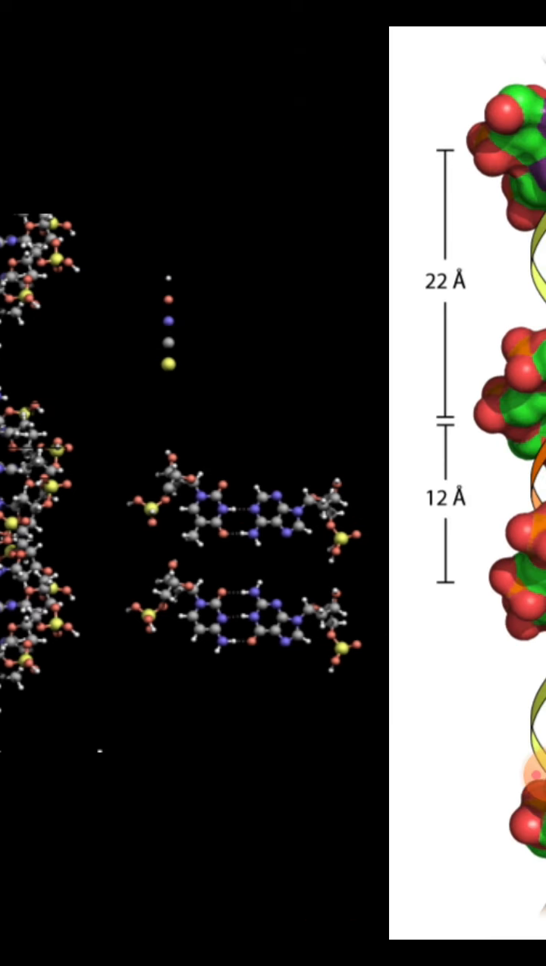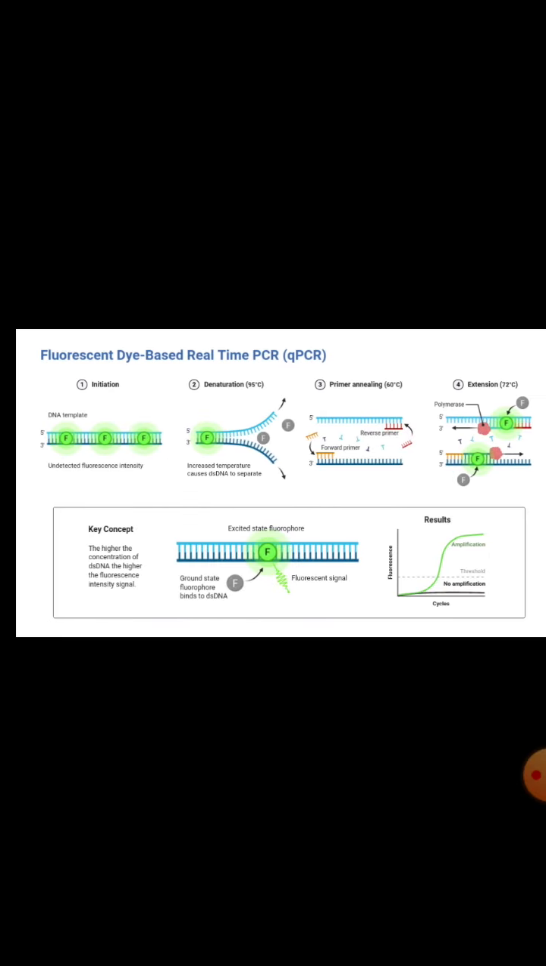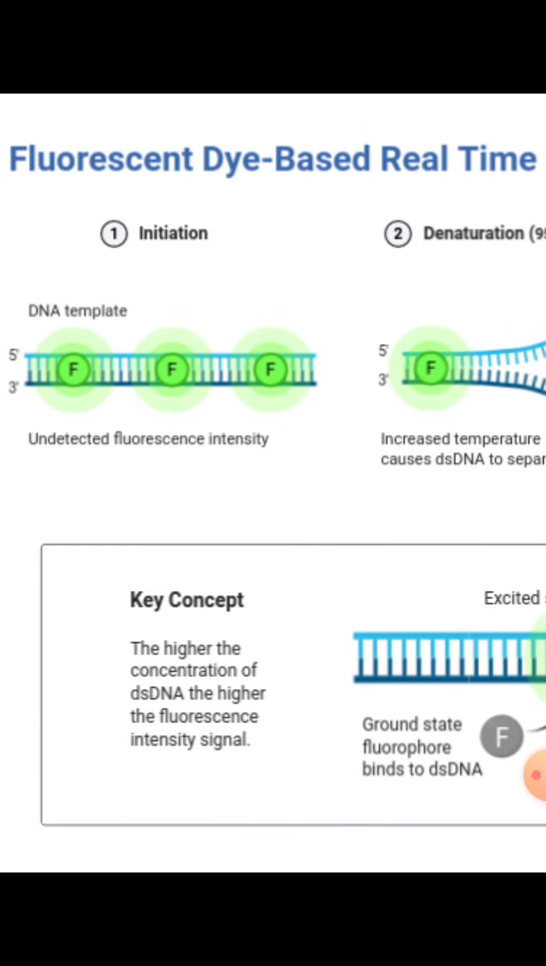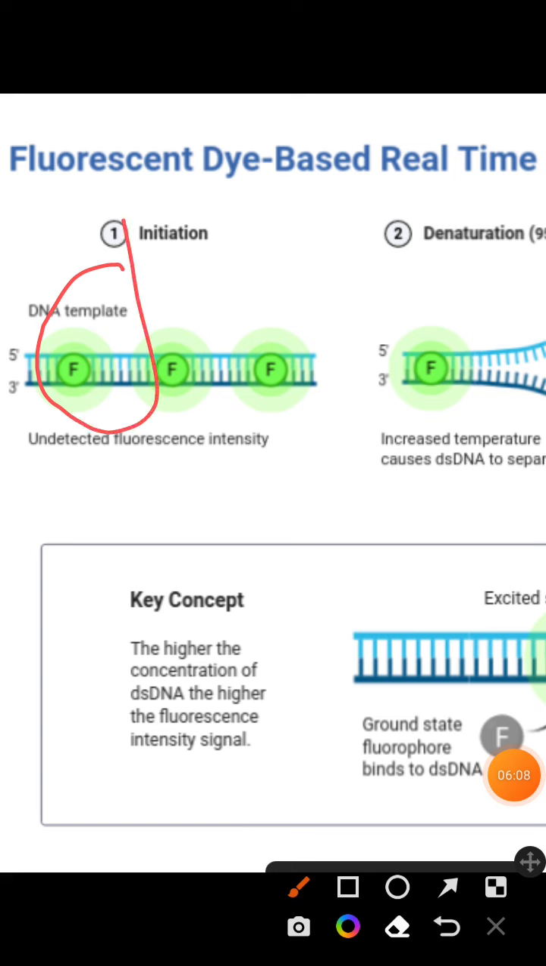So what is your interpretation when you come to know that SYBR Green binds to the minor groove of the double stranded DNA molecule? That simply means that SYBR Green only gives you an intense fluorescence signal whenever it binds to a double stranded DNA molecule.